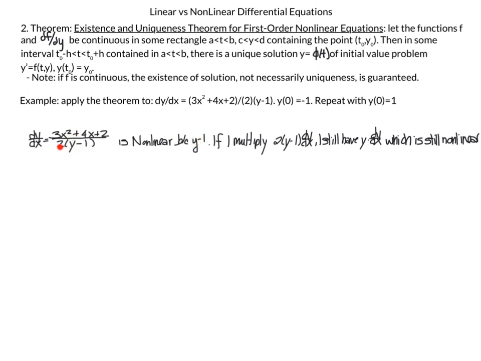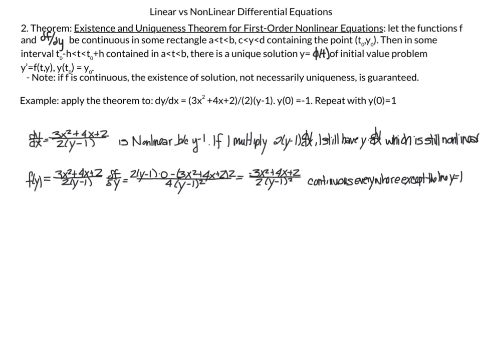And maybe you'd think, oh, well, I could just multiply both sides of the equation by 2 times y minus 1, and that would get rid of the negative exponent. But I still have a problem because when I multiply, I'm going to get (2y minus 1) times dy/dx. And this is still nonlinear because of the y times dy/dx. Remember, if it's linear, the dy/dx is just multiplied by a function of t. So here we have a nonlinear term, which is why we're using this theorem for nonlinear equations.